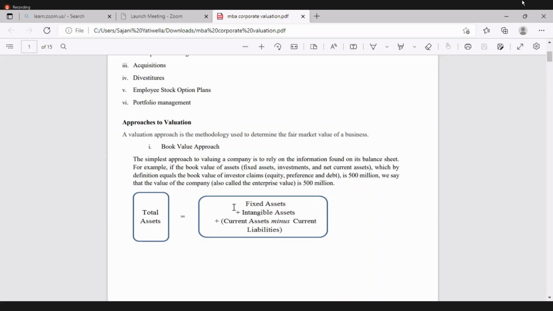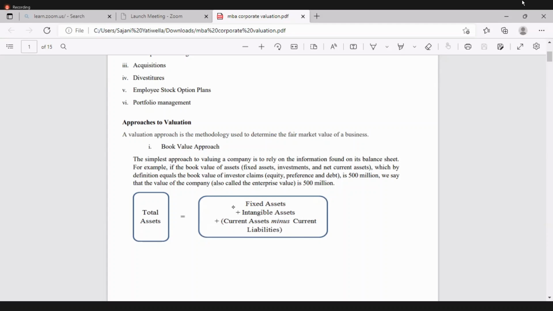For example, the book value of assets, fixed assets, investments, and net current assets, which by definition equal the value of investors' claims, equity, preference shares, and debt, is 500 million dollars. We say that the value of the company, also called the enterprise value, is 500 million rupees.